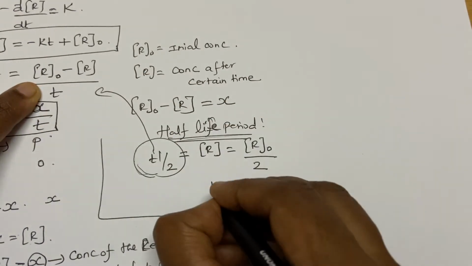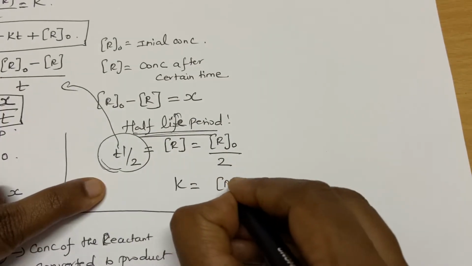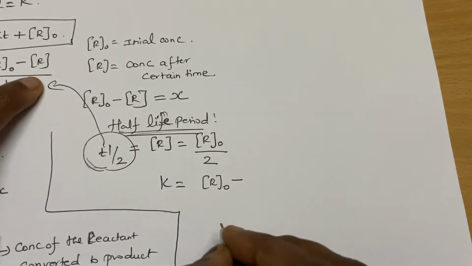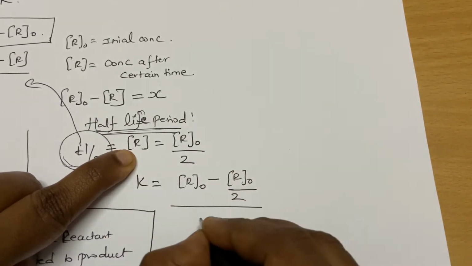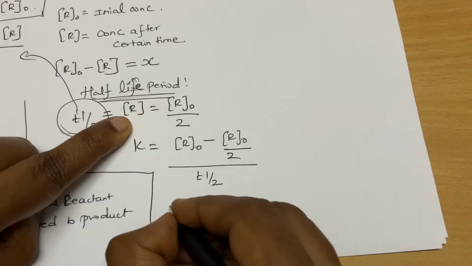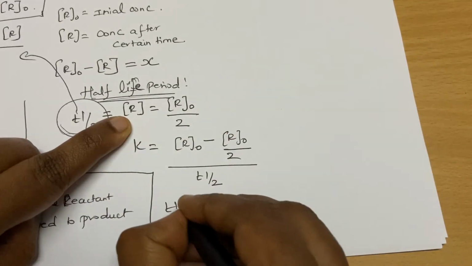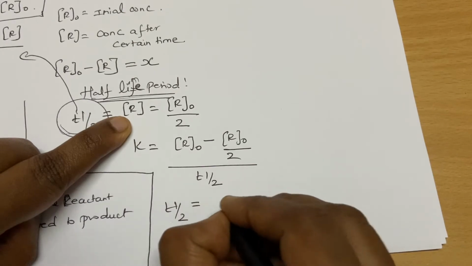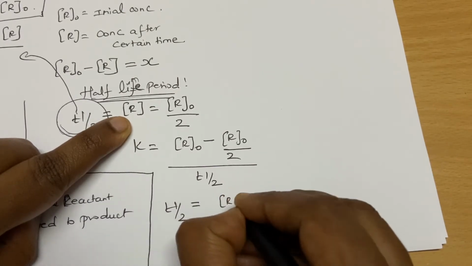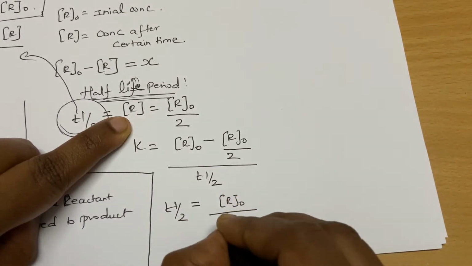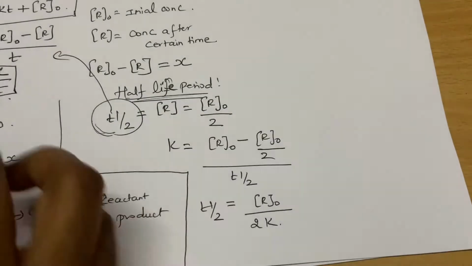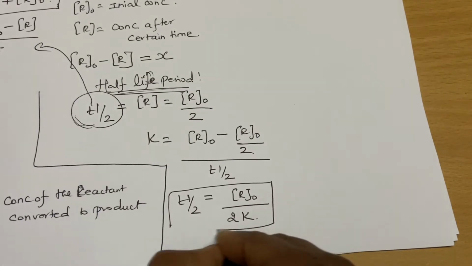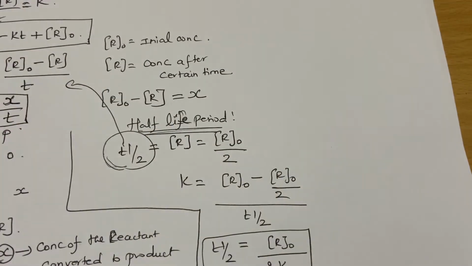K is equal to the initial concentration minus R, and R will become initial concentration divided by 2. Here it is t half. I am going to bring the t half here, so it will become t half equals R naught divided by 2k. Why am I writing like this, students? I am going to draw the graph.